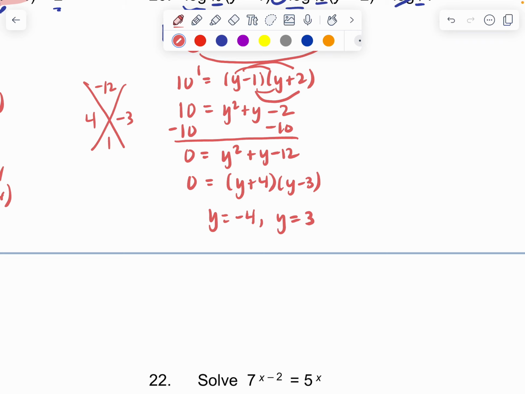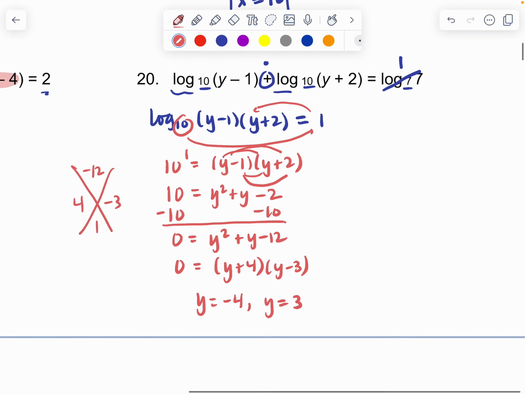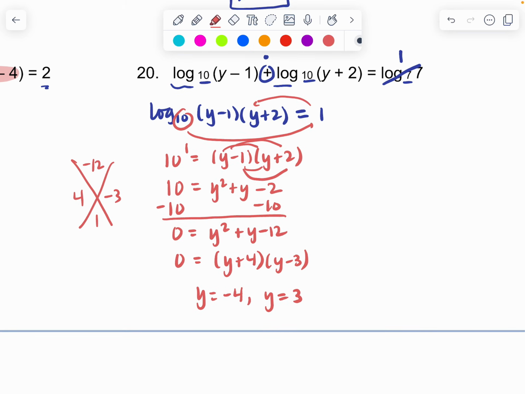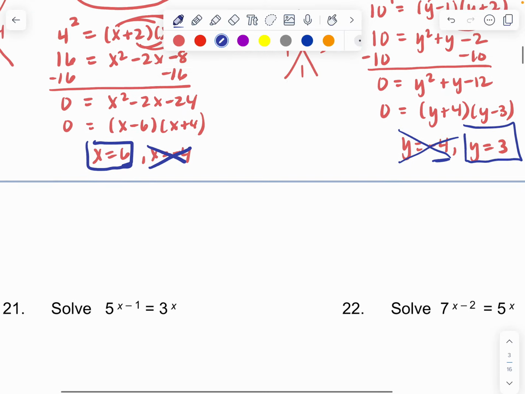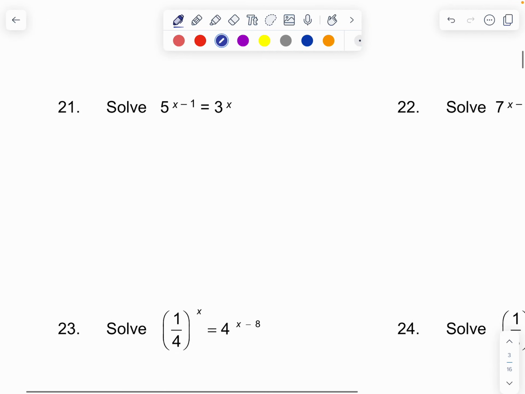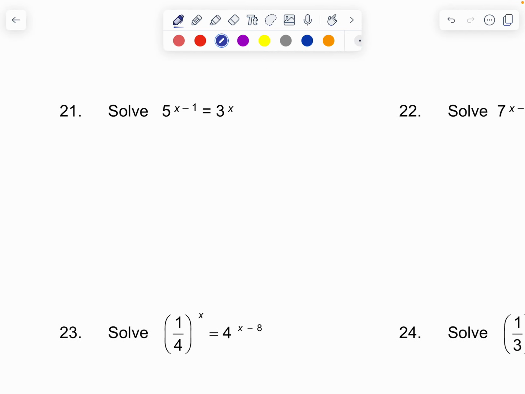And again, you guys, don't do all this work and then miss it because you forgot to plug it back in. Remember, this part of your original function has to be negative. If I plug in negative 4 into there, negative 4 minus 1, that's a negative answer, so this one's bad. If I plug in 3 though, 3 minus 1 is positive, 3 plus 2 is positive, so y equals 3 should work, okay? All right, almost there, 3 more. Okay, number 21, this one's kind of gross. Actually, 4 more I like.